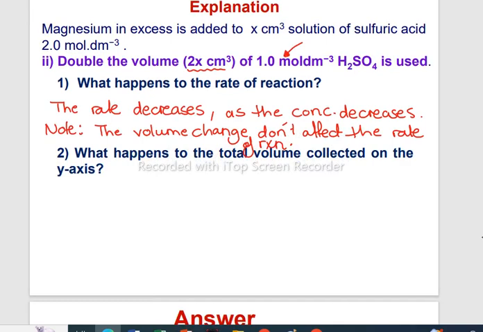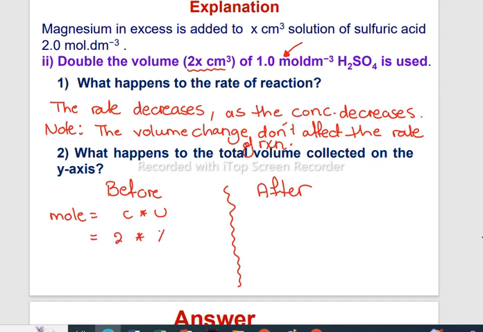Now what happens to the total volume? Another time, I'm going to calculate the mole before, and I'm going to compare it with the mole after. The mole before, it's of course the same rule, concentration times volume. I'm using the 2 multiplied by my volume, which is x. So this is 2x mole number. Now for the after, the concentration is 1 multiplied by 2x. So the volume was doubled. So it is 2x as a mole.